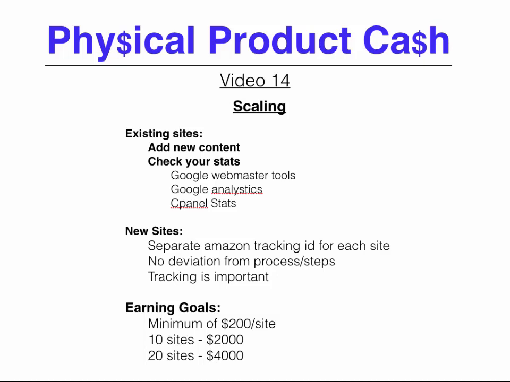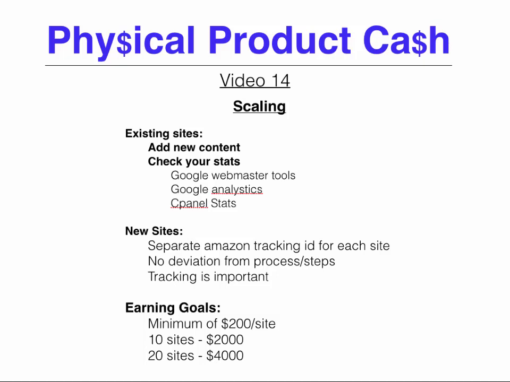In this video, we are going to discuss scaling your Amazon affiliate business. Scaling is increasing your websites, at the same time increasing your profits and affiliate commissions. There are two types of scaling possible. One is from the existing sites and the second one is adding new sites. Let's discuss the first one, the existing sites.